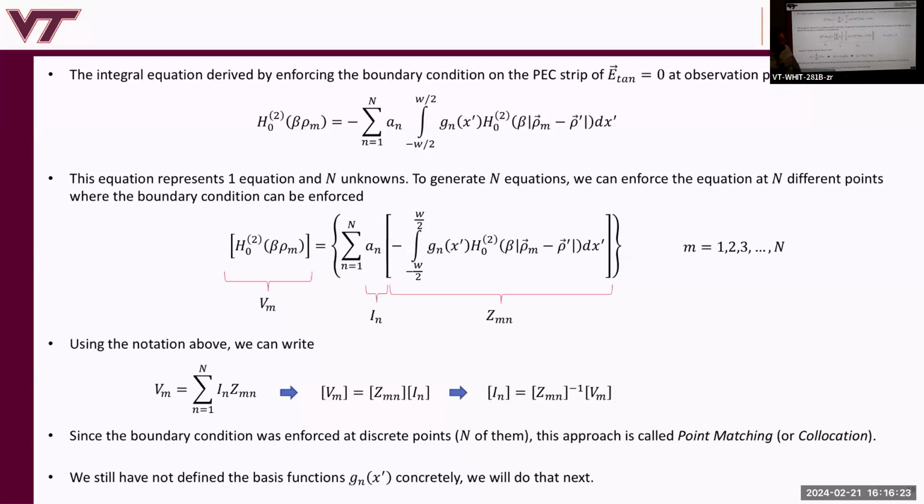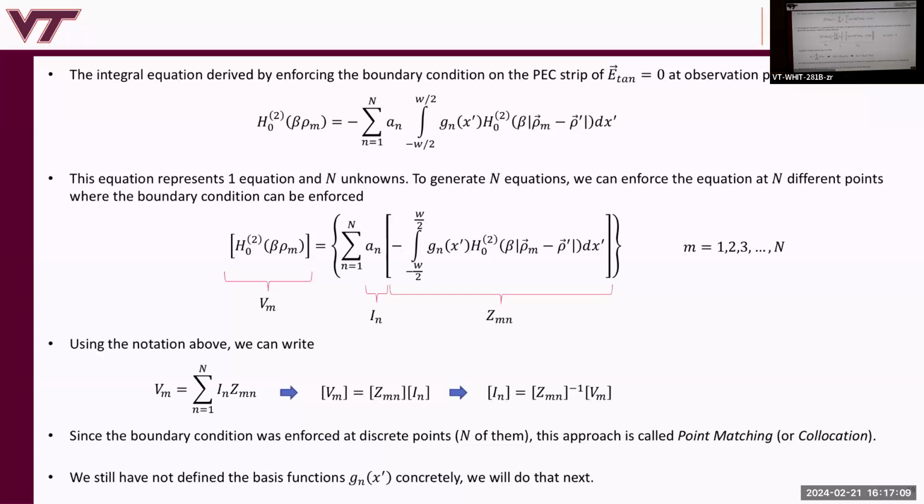Still general. Now we have n unknowns and n equations, and we can construct a square matrix equation, a linear system, to solve for these unknown coefficients. We do that in the following way. We can rewrite this expression as Vm equals the sum from n equals 1 to N of In Zmn. Vm is a matrix where we sample or evaluate the left-hand side, the incident field, at m different observation points, and Zmn is the impedance matrix multiplied by I. I is equal to Z inverse V.